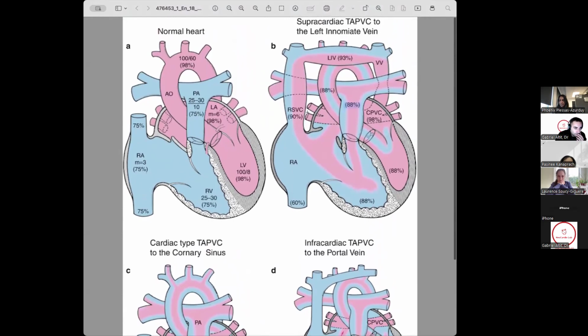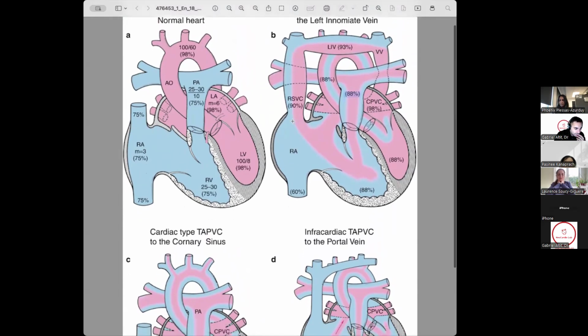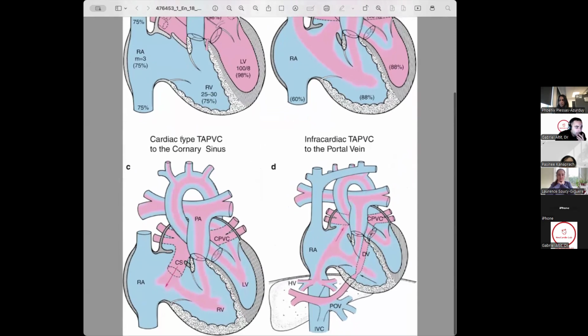And the most common type of TAPVR is the classic one, where you have your pulmonary veins coming back via a vertical vein into the innominate vein and eventually draining into your right-sided SVC. Or you can have a total pulmonary venous return coming back to the coronary sinus, which becomes very enlarged. These are rarely obstructed.